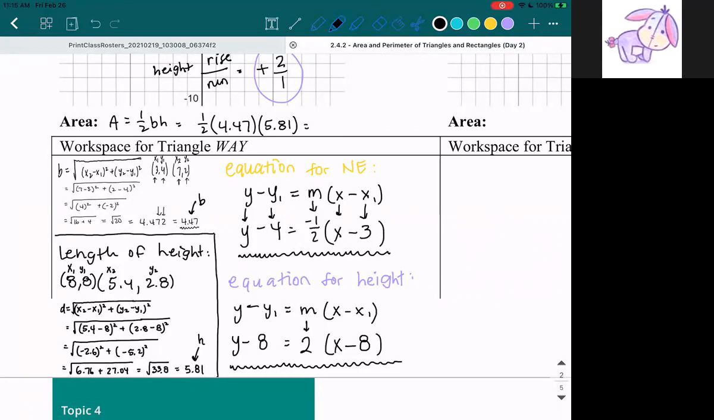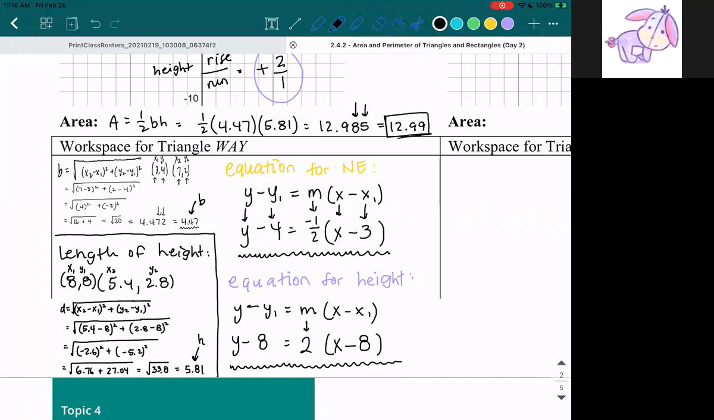4.47 times 5.81. Okay, we get 12.985. So we want to round to the nearest hundredths. This is our hundredths place. Let's take a look at the number next to it. This is a 5. 5 is a big number. Remember, big numbers are 5, 6, 7, 8, 9. So if it's a big number, we're going to take that 8 and round it up. 12.99. So that 8 became a 9 because we rounded it up.